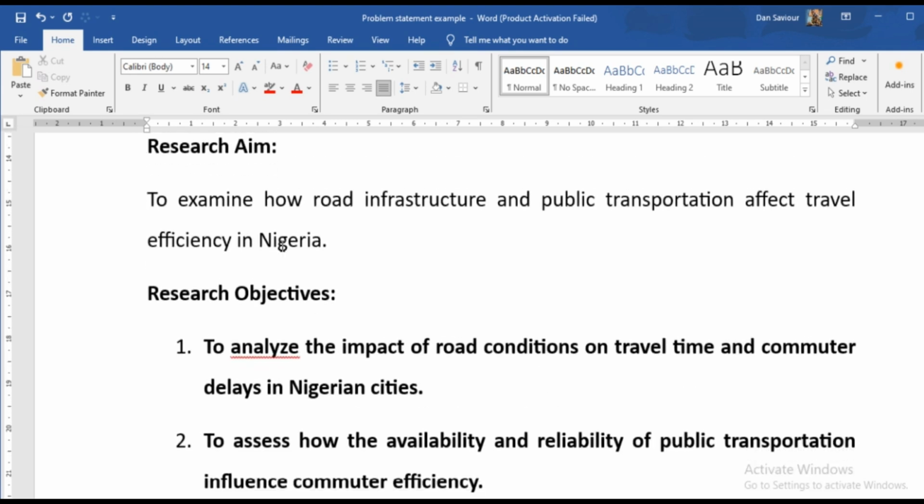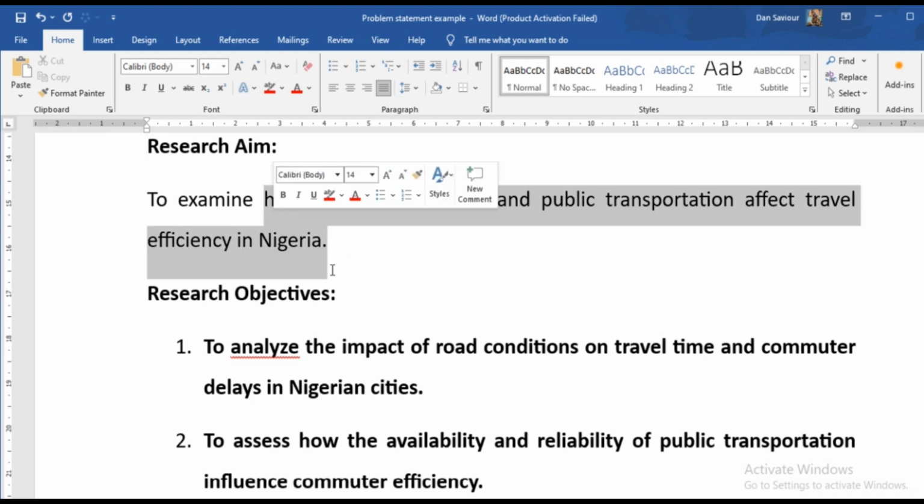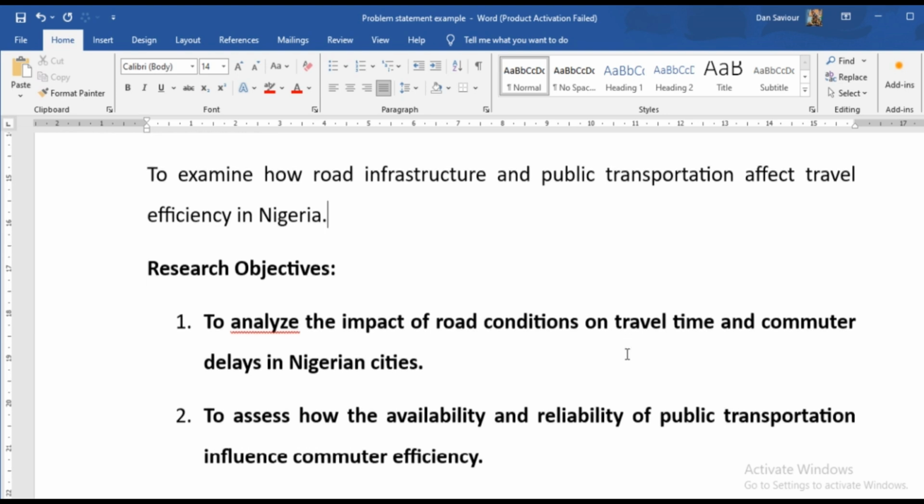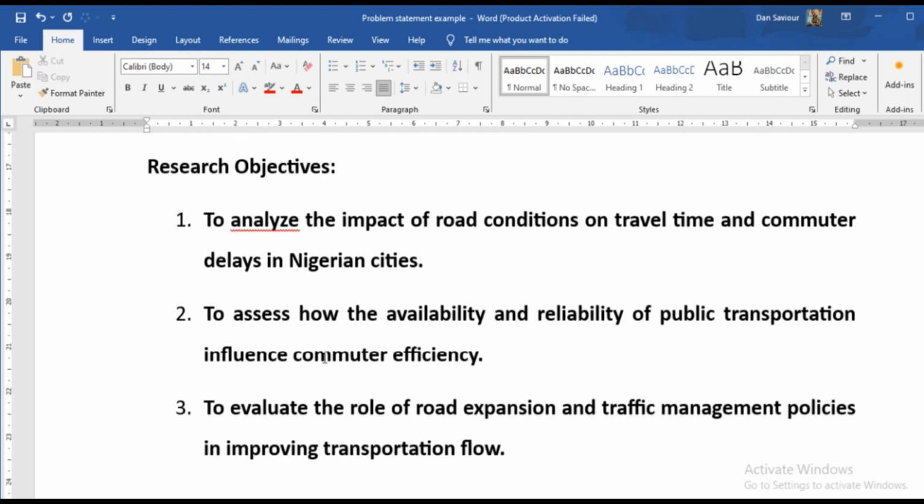Now you see that the research aim is actually so broad: to examine how road infrastructure and public transportation affect travel efficiency in Nigeria. This is actually a broad concept. But now these research objectives will help us narrow down this study. So for us to achieve this aim, we just have to go the route of analyzing the impact of road conditions on travel time and commuter delays in Nigerian cities, right? The other one we can see is to assess how availability and reliability of public transportation influence commuter efficiency.